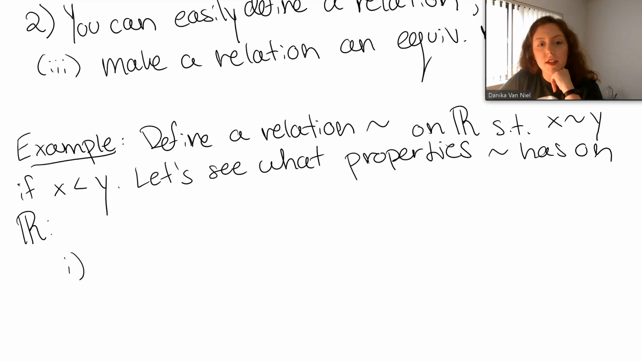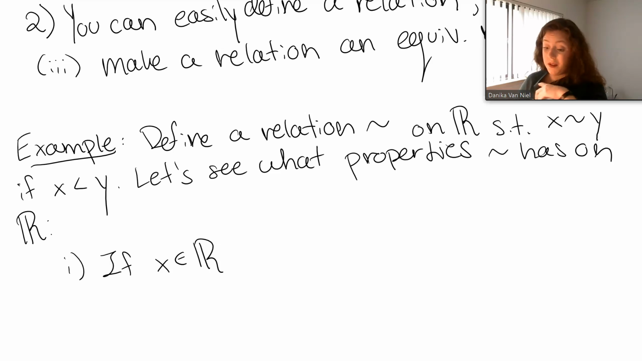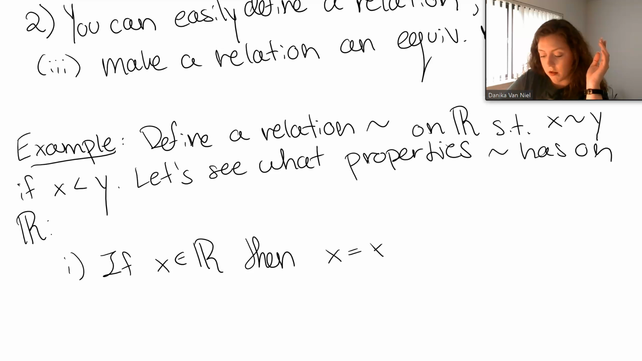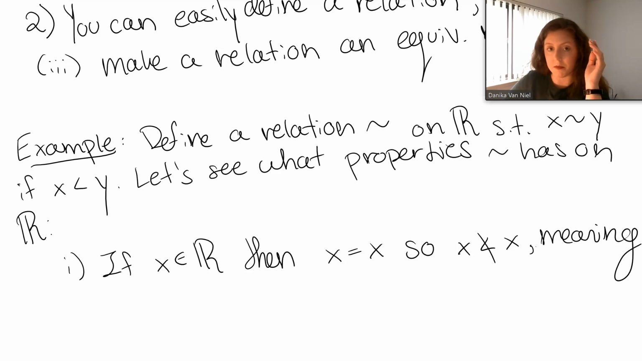First we want to check reflexivity. So if x is in the reals, well, bummer. If it was reflexive, that would mean that x would twiddle x. But that would mean that x is less than x, which is not true. So x is not less than x, and you don't always have to write all these words, but I'm writing these because this is the first time you've seen something like this. Well, probably, maybe not. Meaning x does not twiddle itself.